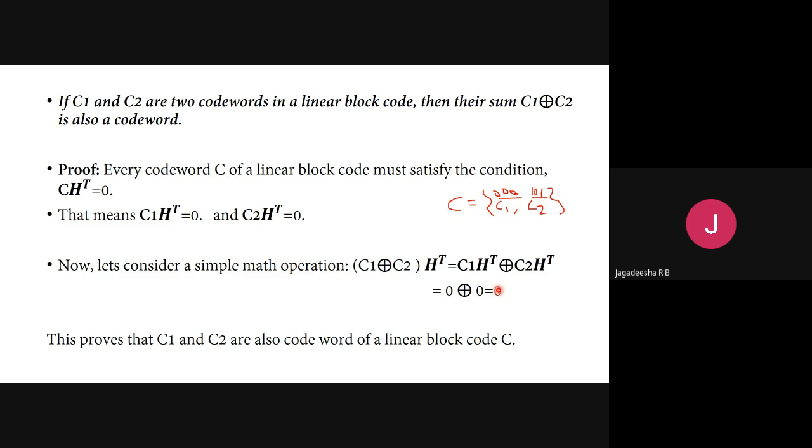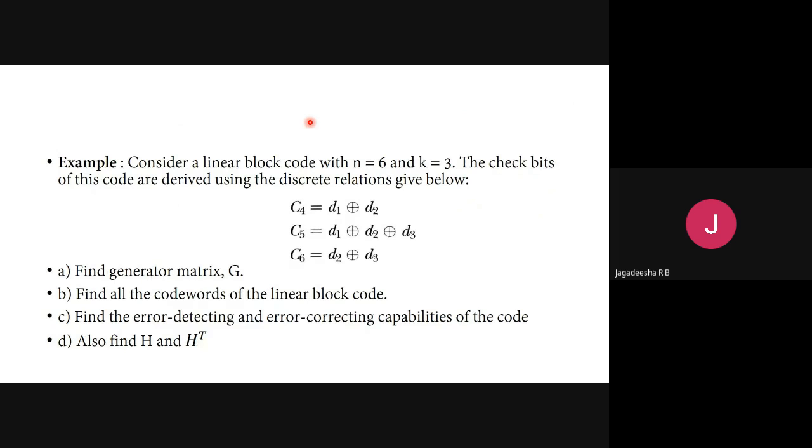So that gives us directly the idea that C1 and C2 are also members of this linear code C or vector C. So this is how we prove this particular theorem. Okay, so this is another property. Shall we move on to the next example, or if you have any questions, I will be happy to take them up. Otherwise, we will move on to the other question.